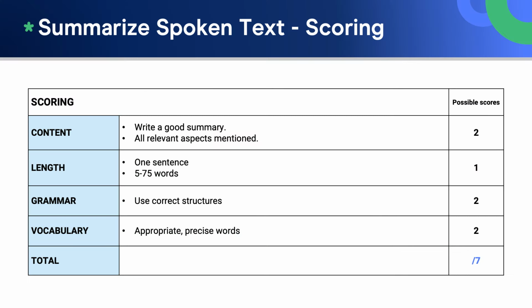So, you can see that it's quite a challenge to capture the main idea in a complex sentence of about 30 to 40 words. So for summarized written text, you are scored on 4 criteria: content, or how well you capture the main idea and any sub-ideas; length, whether you wrote between 5 and 75 words; grammar, whether you used accurate grammar; and vocabulary, whether you used precise words to convey your meaning.